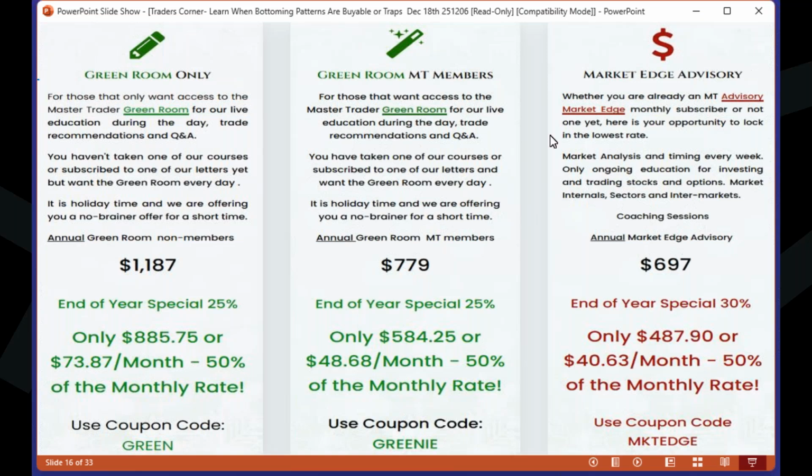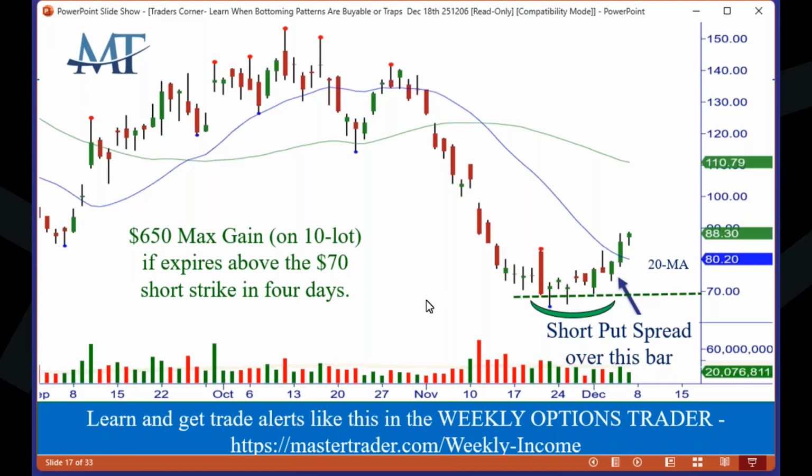These trades I'm showing you, where I say this is an open or closed trade, this is our advisory swing and options trader. We buy stock and options, and we give you the setup and the education. So you're actually earning while you're learning.